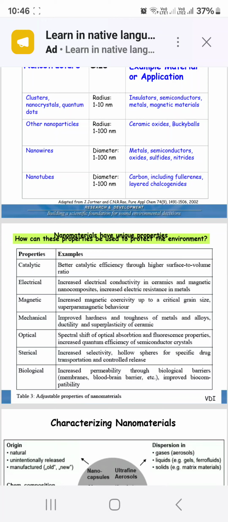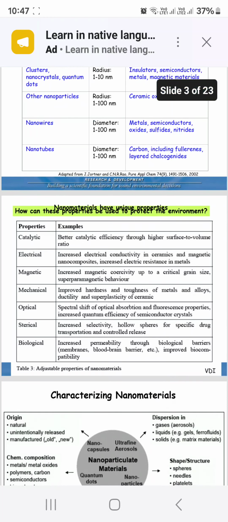Spherical: increased selectivity of hollow spheres during drug transportation and controlled release. This is good for targeted drug delivery. It is very helpful. Biological: increased permeability through biological barriers. Some of these nanomaterials can be used for targeted drug delivery. They are used as nanomedicine, so the size is so small that they can cross the cell membrane or the membrane of a target organ.